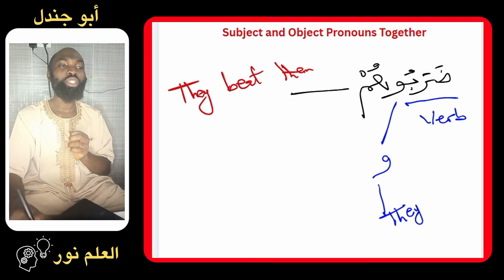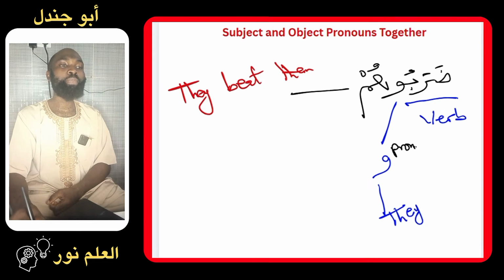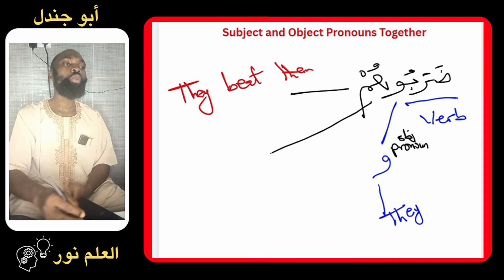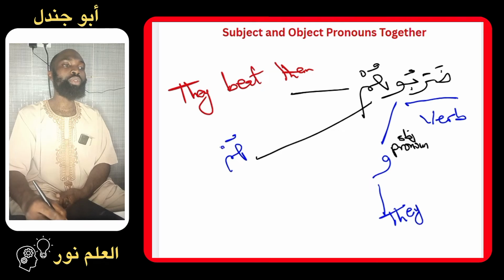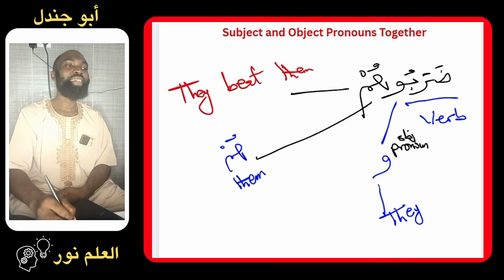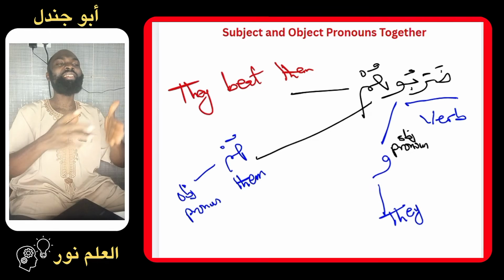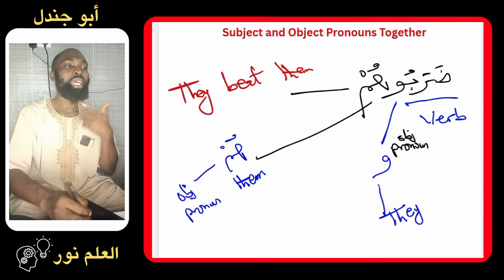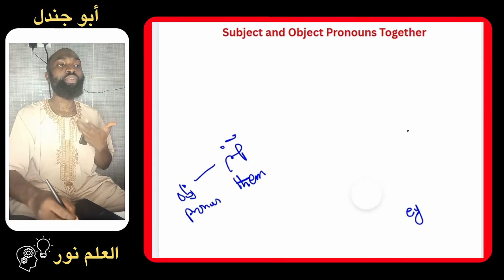So this wa here is also a pronoun, but this pronoun is the subject pronoun, that is the doer of the action. Then we have hum. This hum here is also an attached pronoun, which means them. It is serving as the object pronoun, because they are the receiver of the action. Dorobuhum, they beat them.